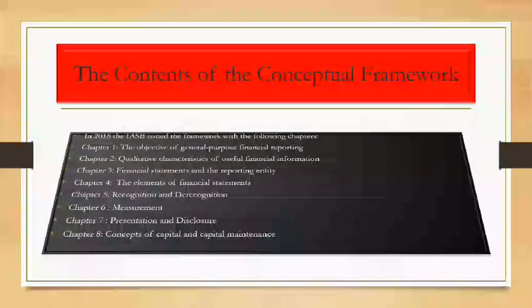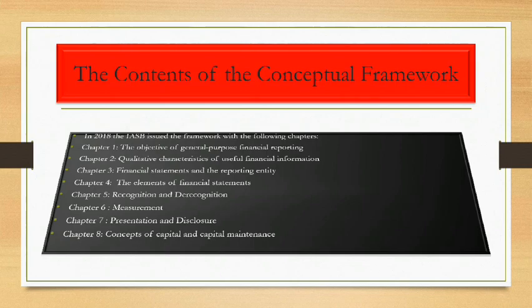The contents of the conceptual framework. In 2018, the International Accounting Standards Board issued the framework with the following chapters. Chapter 1 covers the objective of general purpose financial reporting, and then Chapter 2 is on qualitative characteristics of useful financial information. Then Chapter 3 is financial statements and the reporting entity. And then Chapter 4 is the elements of financial statements. And then Chapter 5, recognition and derecognition. Chapter 6 covers measurement. And then Chapter 7 is presentation and disclosure. And then Chapter 8 is on the concept of capital and capital maintenance.